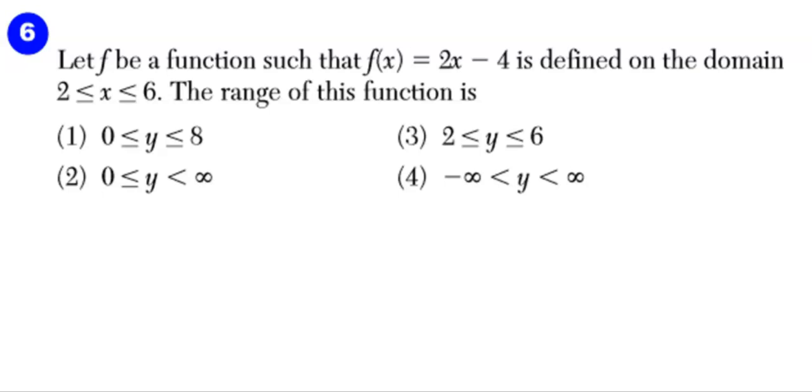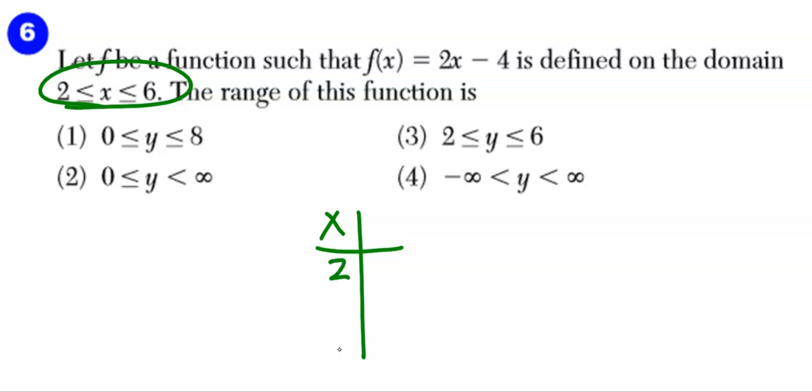Number 6. Let f be a function such that f of x equals 2x minus 4. It is defined on this domain. That means in my x chart, I can start at 2, but I have to end at 6. And I can put any other inputs I want in between. I can put a 3, I can put a 4, I could put a 5, but I also could put a 3.7. Right? The domain is any numbers as long as they are between 2 and 6. It also says it can be equal to, right? It can be equal to those values.